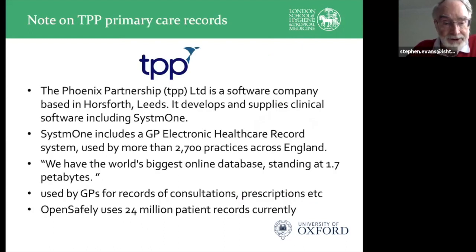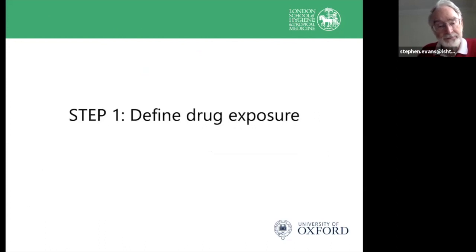Now, we've already discussed the idea of the primary care records, and these are the ones that we use in OpenSAFELY, which come from the Phoenix Partnership, who have GP records for more than 2,700 practices across England at the moment. And they also have a very big online database, which contains more than GP records. But we use the GP records from 24 million patients currently. This may expand in the future.